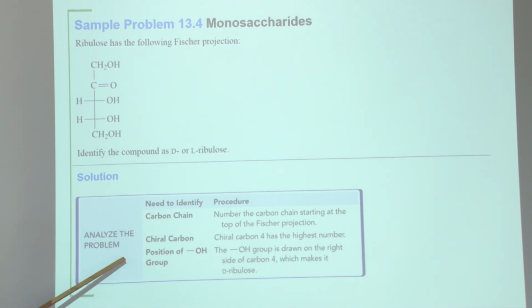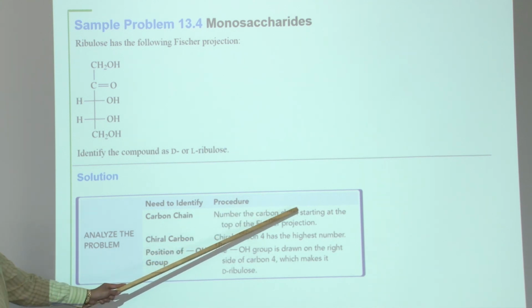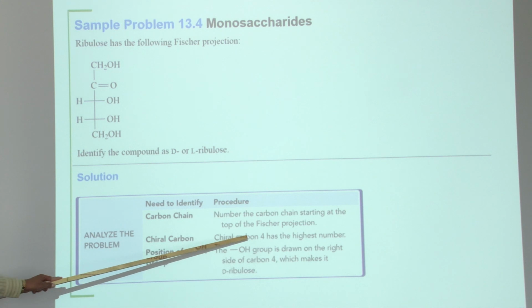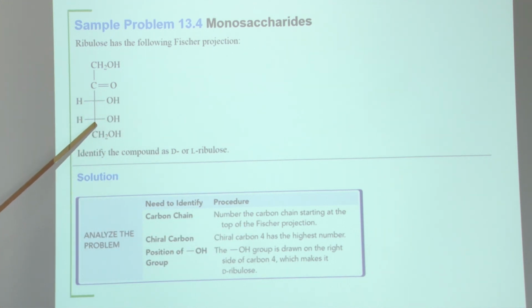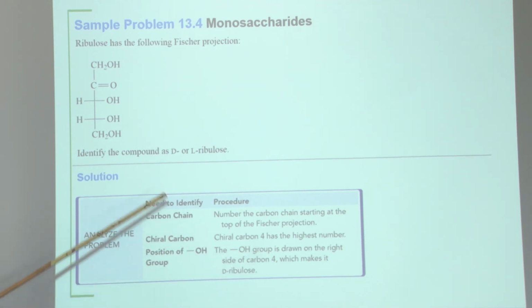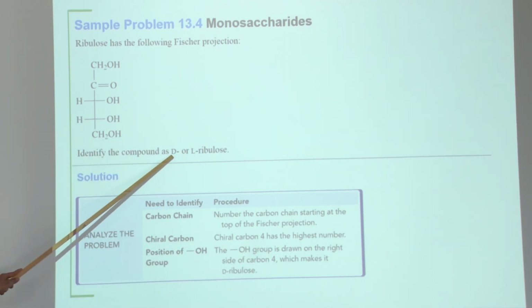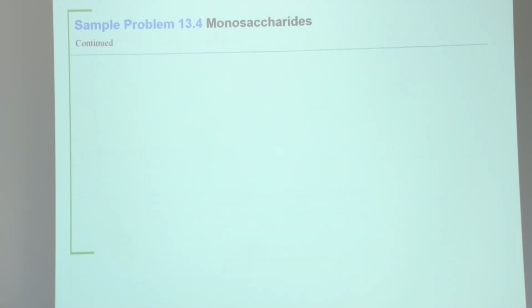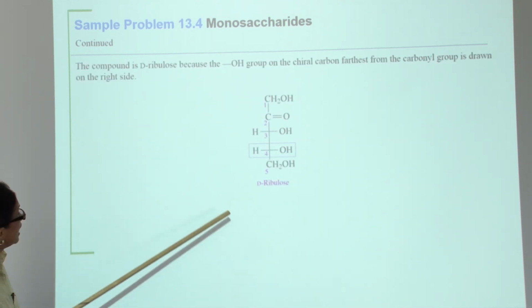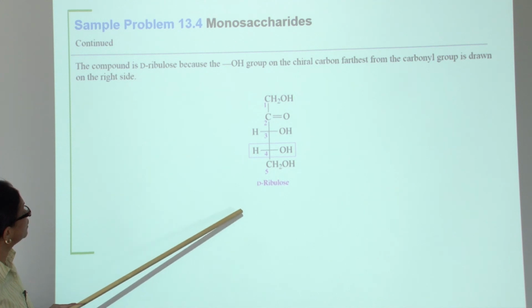So now the solution, analyze. Number the carbon chain starting at the top of the Fischer projection. Chiral carbon 4 has the highest number. It is furthest away. The OH group is drawn to the right, which makes it D isomer, D. So that is the process of thinking to determine a D or L isomer if you have more than 1 chiral carbon. So again, this is how the solution is continued here.